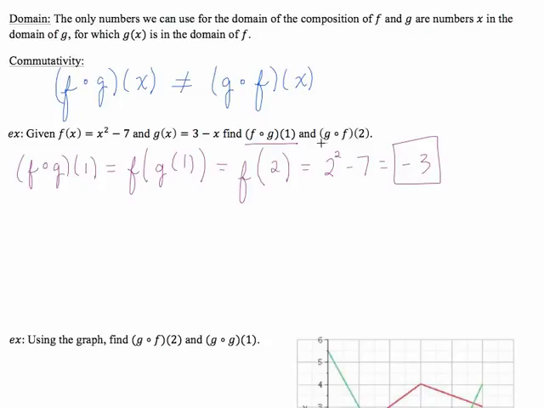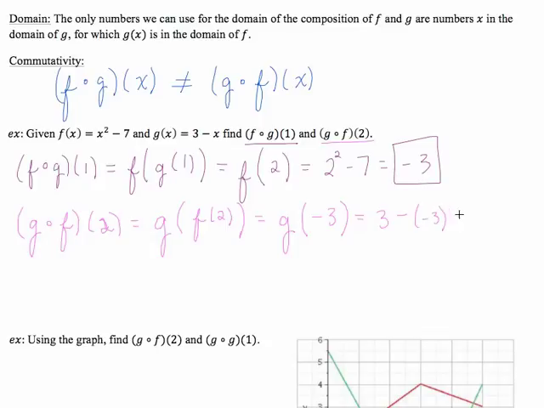Okay, next let's find g composed of f of 2. You can go in either order here. G composed of f of 2 means g of f of 2. So we would start now by finding f of 2. Well, we just found it. 2 squared minus 7 is negative 3. So I'm going to find g of negative 3 because f of 2 equals negative 3. So now we're going to plug negative 3 in for x over here. So we'll have 3 minus x, which is 3 minus negative 3, which is 3 plus 3, or 6.